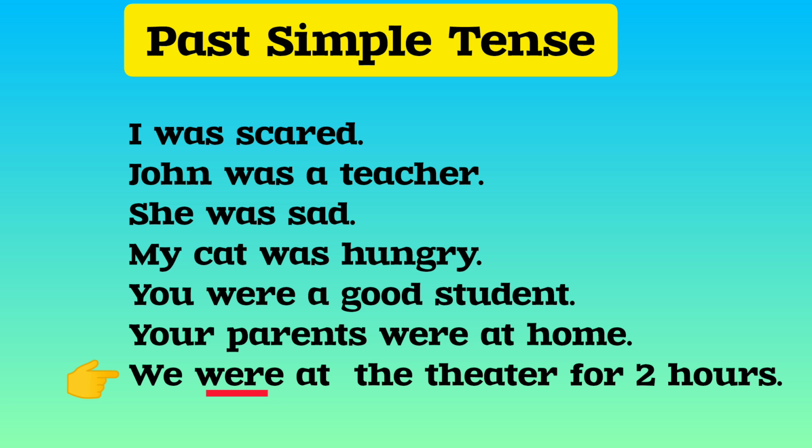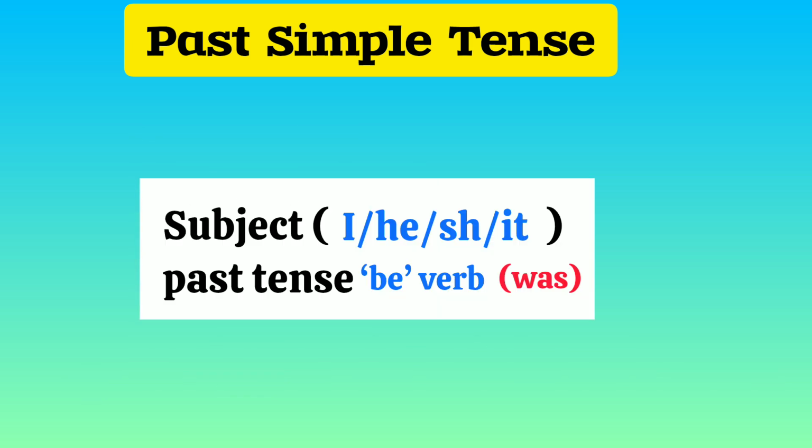So notice here, for the subject I, he, she, it, we use the past tense be verb was. And with the subject you, we, and they, we use the past tense were.